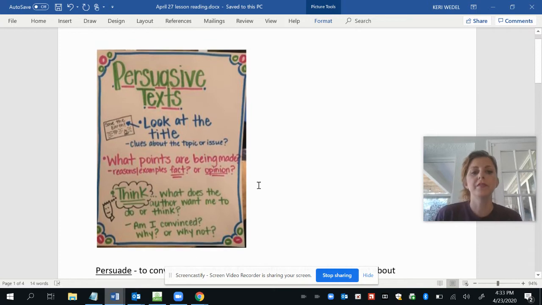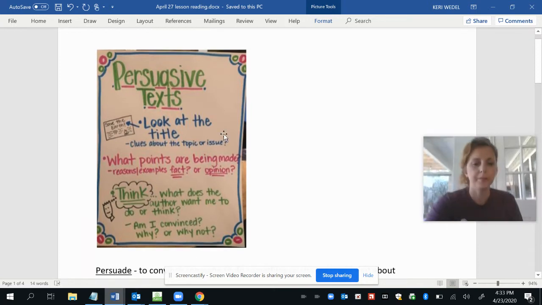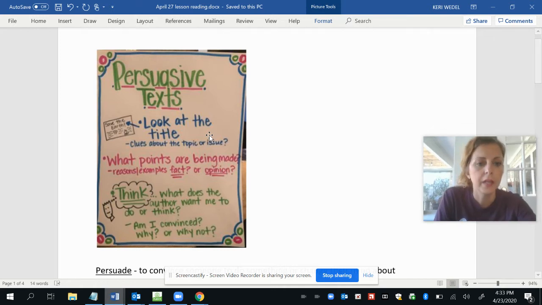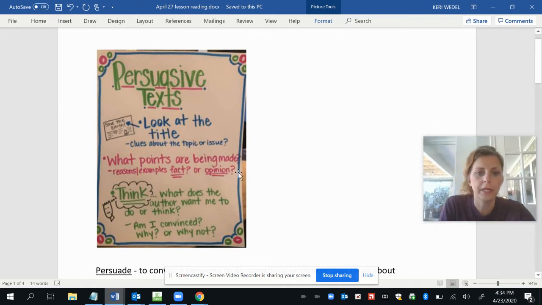So a persuasive text, when you read one, you are going to look at the title and think about if there are clues about the topic or the issue and just kind of get your brain ready to read based on the title. Think what points are being made. And when we use the word point right here, we just mean a reason that they give for their opinion, examples, maybe they give facts or opinions. So points are kind of like reasons.